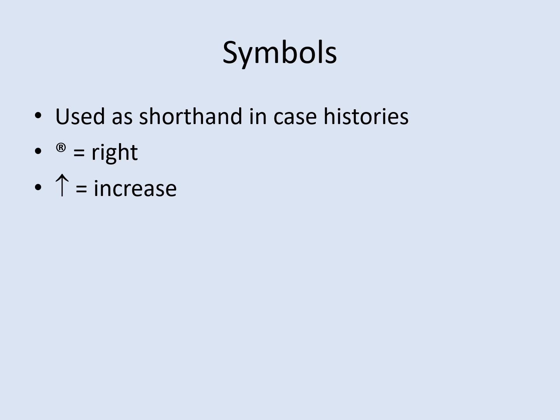Occasionally you will see shorthand symbols, but they've certainly fallen out of favor in the current medical records and systems. But increase is an arrow up, and right is an R with a sign.